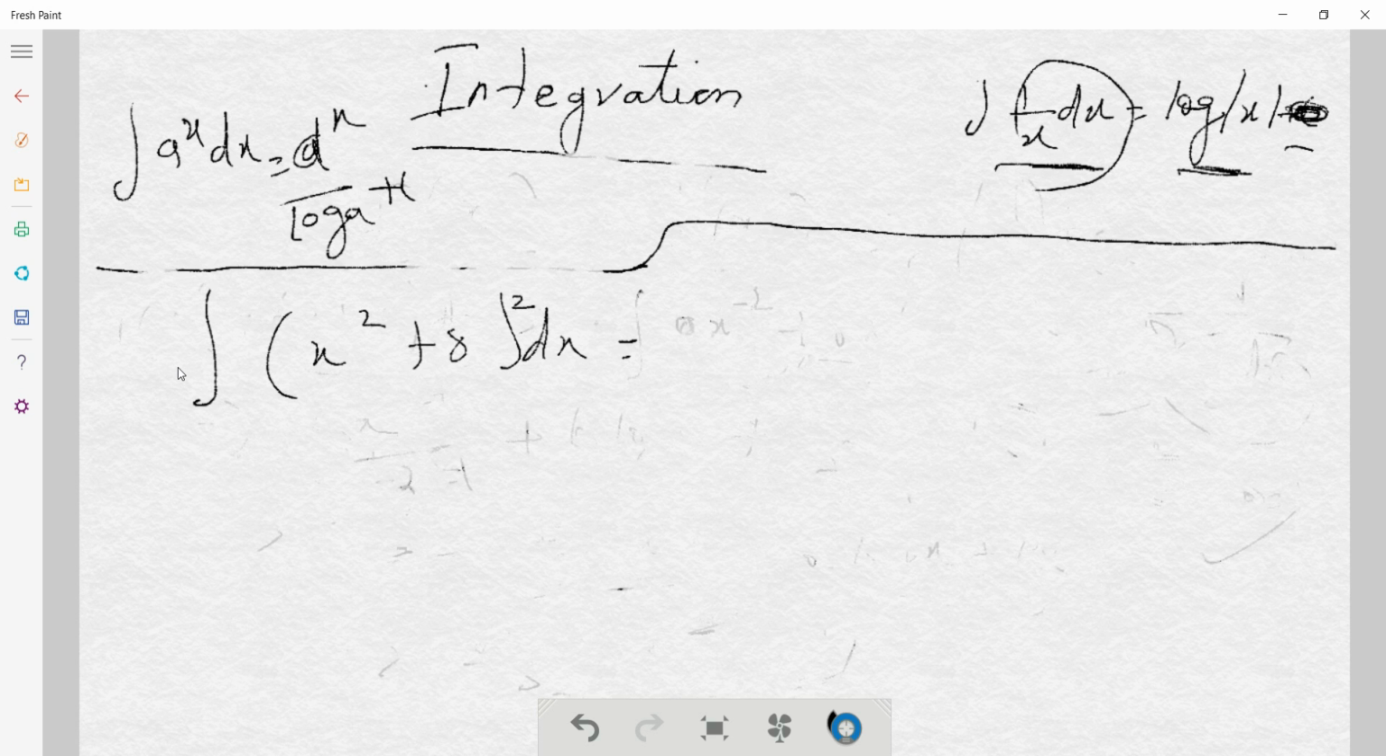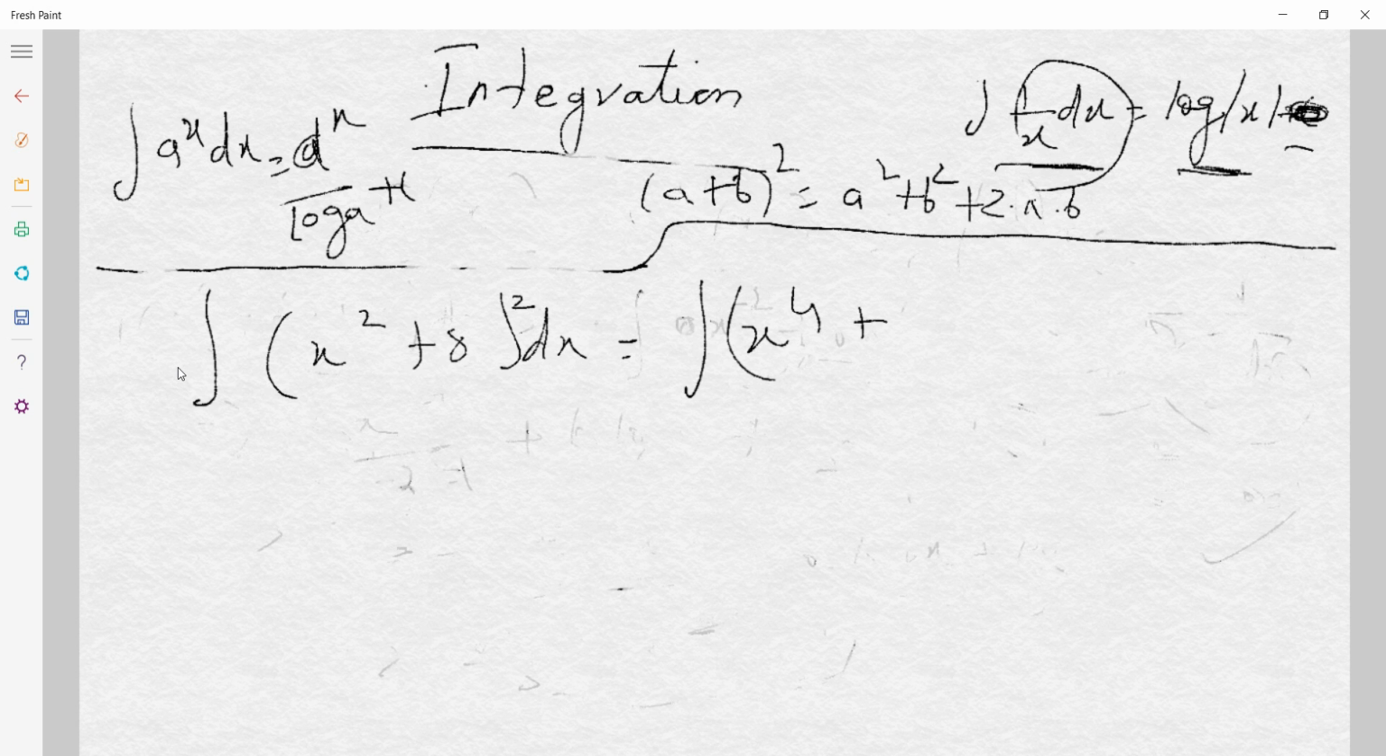Okay, so if you remember in your algebra class, a plus b whole square equals a squared plus b squared plus 2 times a times b, right? So the same concept applies here. So this is a plus b the whole square equals a squared plus b squared plus 2 times a times b. So we're going to use the same thing here: x to the power 4 plus 16x squared plus 64, dx.